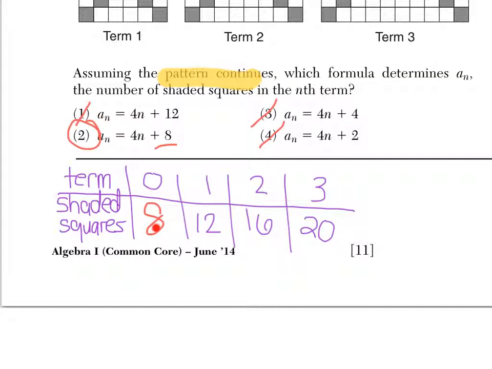Just because we're being thorough, to get from 8 to 12, 12 to 16, 16 to 20, we were adding 4, and every time we went from 0 to 1 to 2 to 3, we added 1. So my slope is indeed 4 divided by 1, which is just 4.